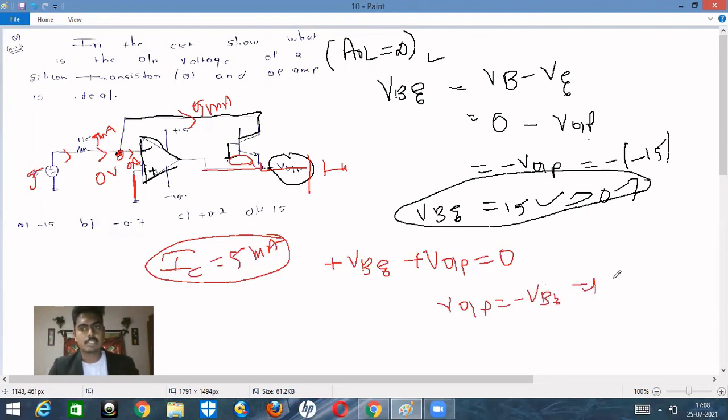So that implies V output is equal to minus VBE, and the standard value is 0.7. So automatically minus VBE implies minus 0.7. So therefore V output will be equal to minus 0.7.